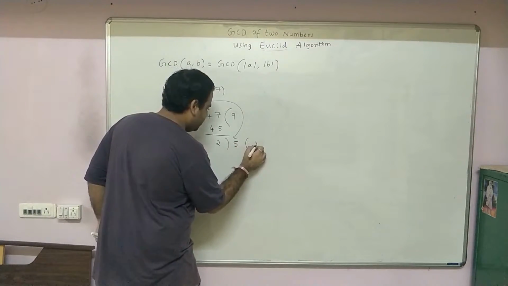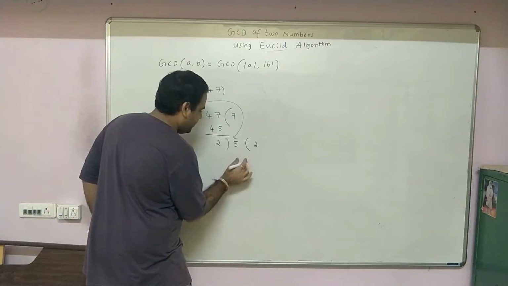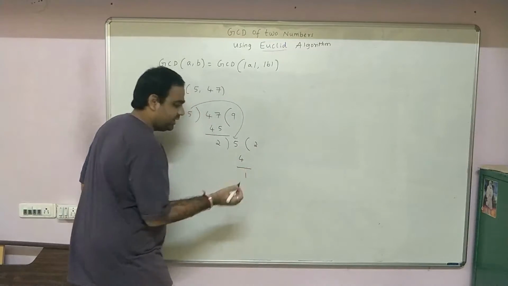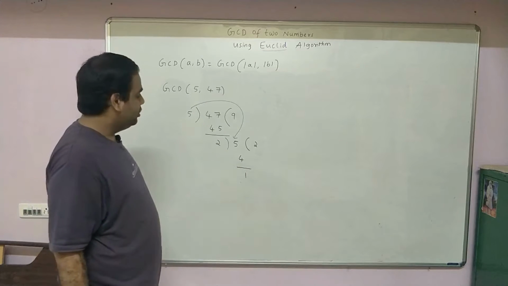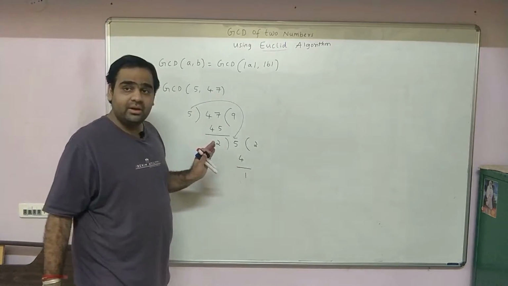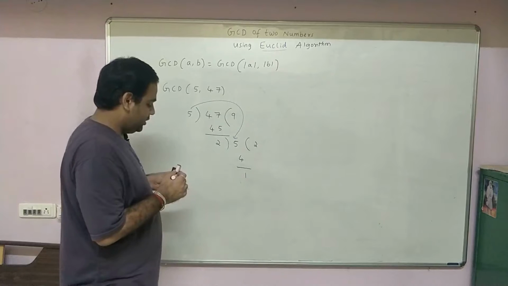Again we divide: 2 times 2 is 4, and the remainder we get is 1. Now, till how long should we continue this procedure? Till we get the remainder as 0, we go on continuing this procedure.